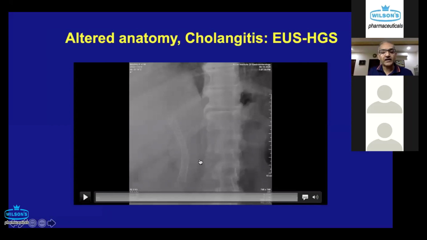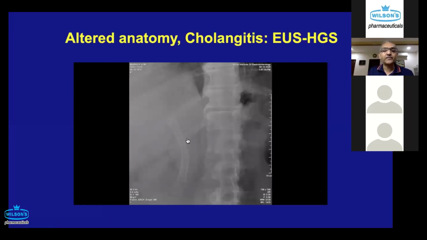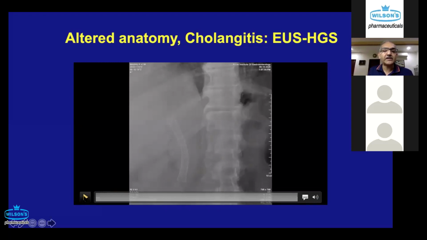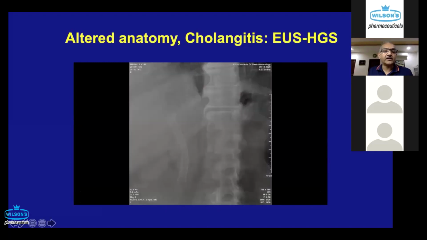This is a patient who had a hilar cholangiocarcinoma with only the right system blocked, and he had a metal stent placed in the right system about 4 months back. Then he came back with cholangitis.